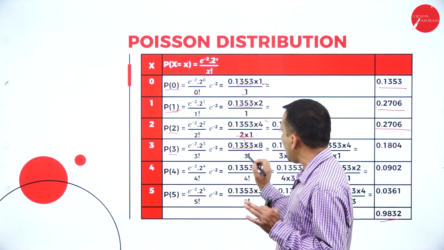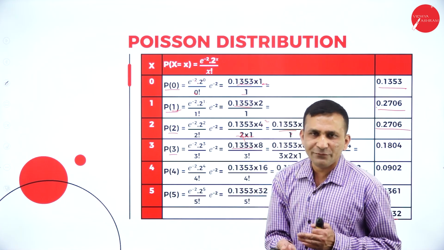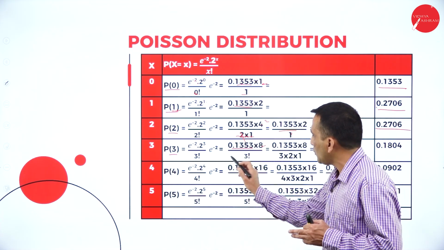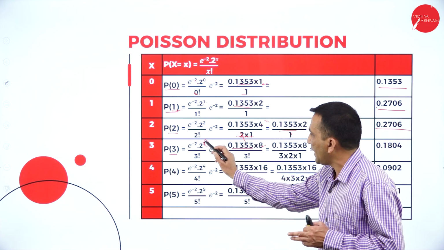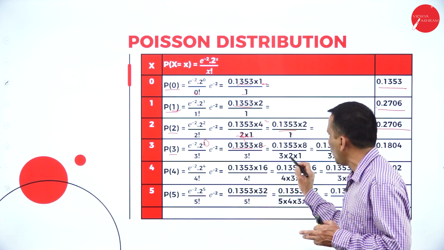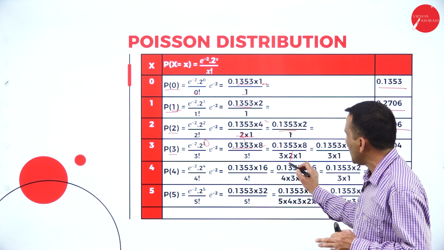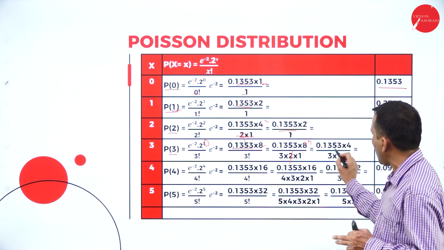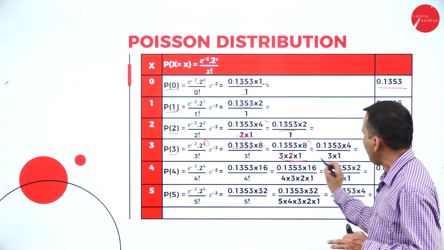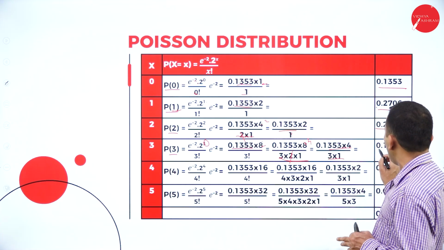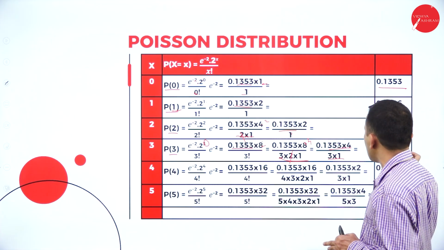Moving to the next Poisson variant, 3: e to the power of minus lambda is a constant value, so we directly write 2 three times. If you multiply, you get 8, and 3 factorial we extend as 3 into 2 into 1. Now 8 is common, so 2 ones are 2, 2 fours are 8, so now we write 4. Whatever is left, we write like this. If you multiply and divide by 2, we get 0.1804.